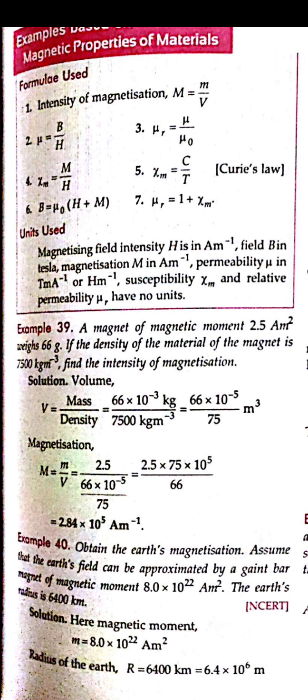Because the volume and the magnetic moment both are in meter, that's why. So volume will be 4/3 pi r cube. On putting the value of r as 6400, that is 6.4 into 10 to the power 6 meter, and magnetic moment as 8.0 into 10 to the power 22 into 3, from there we will be getting the value for the intensity of the magnetization, which will be given in ampere per meter.